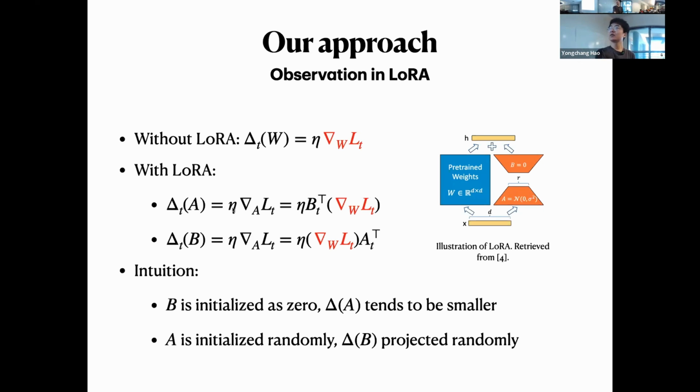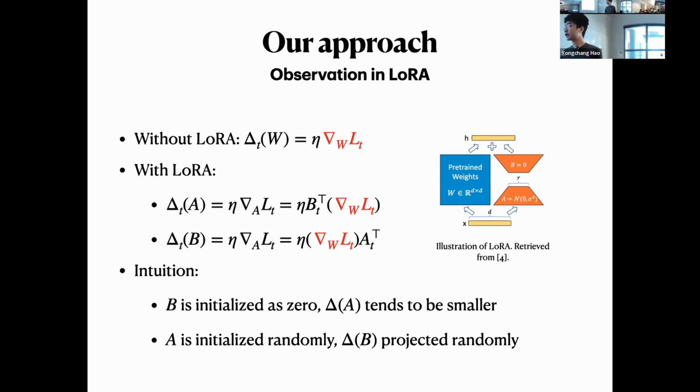And with LoRA, we have the gradient of A in this form by simple derivation. So if you look closely, it's basically the projection of the original gradient by some matrix B. So for updating A, you project the gradient by B. For updating B, you project the gradient by A at that iteration. So this is by simple math derivation.